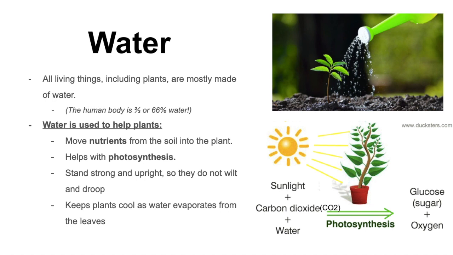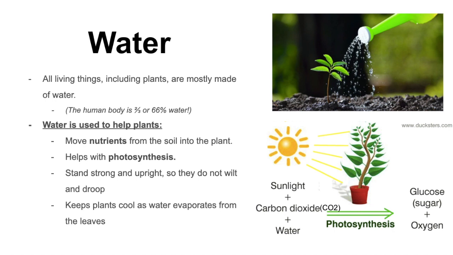That's because every single little part of your body needs water to function. Now, water is used to help plants in a lot of different ways. So let's look at some of those ways that water helps plants. First, it helps move nutrients from the soil into the plant. So it aids in that kind of like transportation of nutrients.